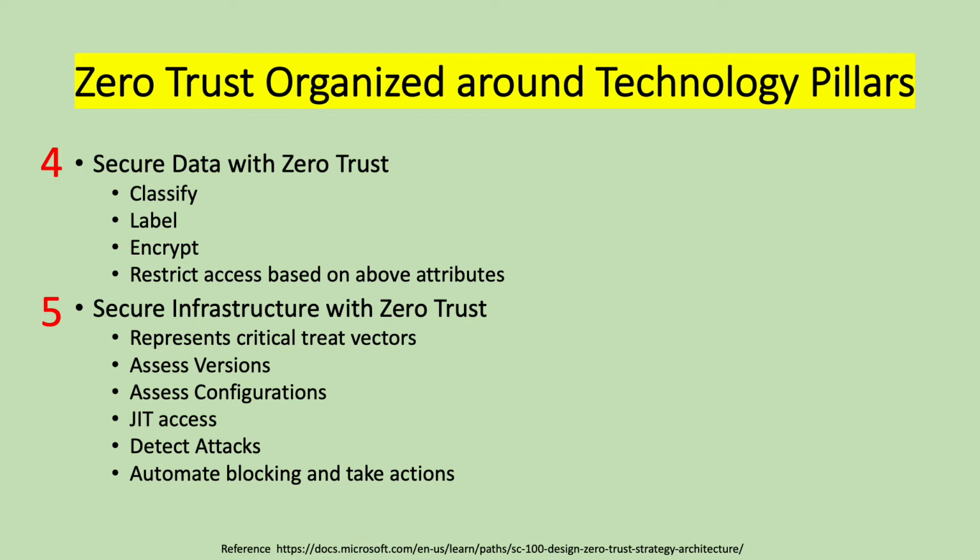So this actually represents some of our most critical threat vectors, right? We want to be assessing versions, assessing configurations, JIT access, detect attacks in real time, and automate everything, right? So we want to be proactive and automate the blocking and taking actions against any attacks that we see across our infrastructure, right?